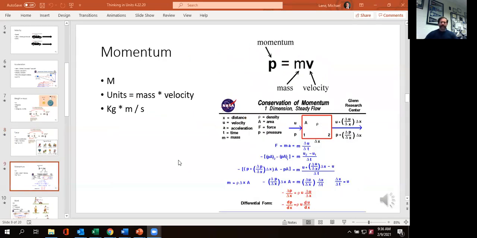Now, momentum itself is the mass of the object multiplied by the velocity it happens to be going. This is usually P that stands for momentum. And like anything else, the larger the object or the faster it's going, the greater the amount of momentum it has.